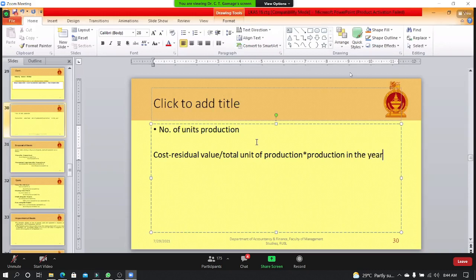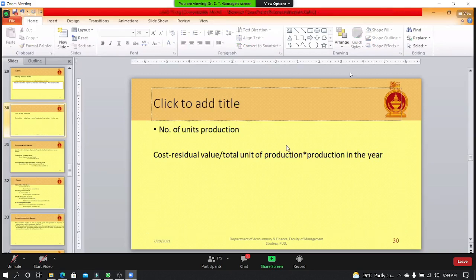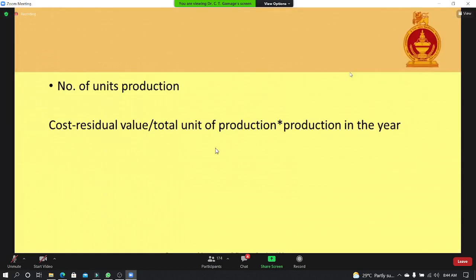If we use the number of units to calculate the depreciation, at that time we have to use this formula. Cost, we reduce residual value, divide by the total unit of production, then multiply by the production in the year. At that time, we can take the depreciation for the year.